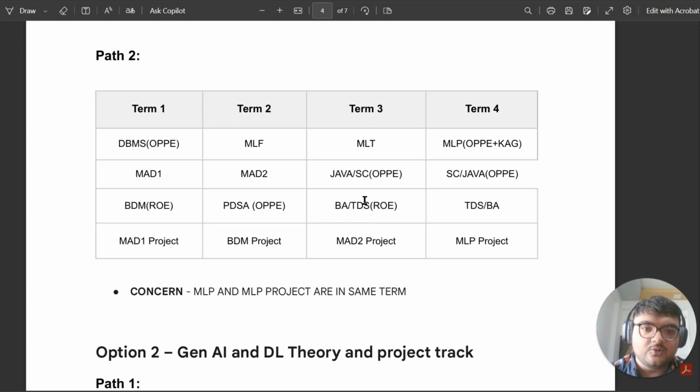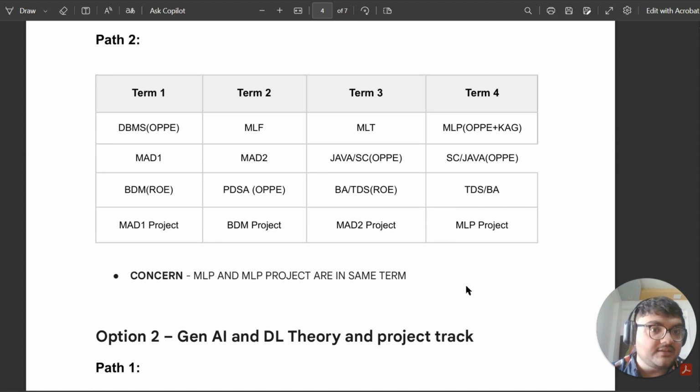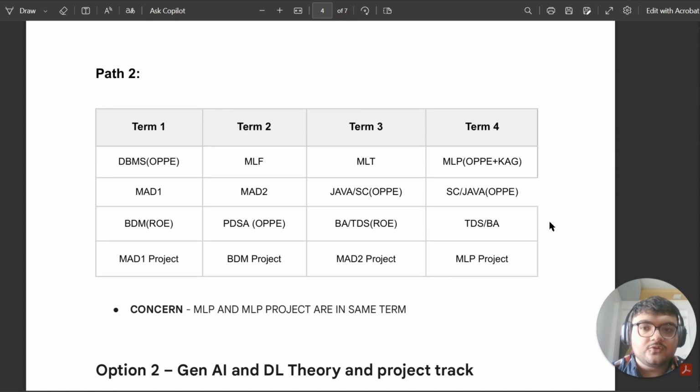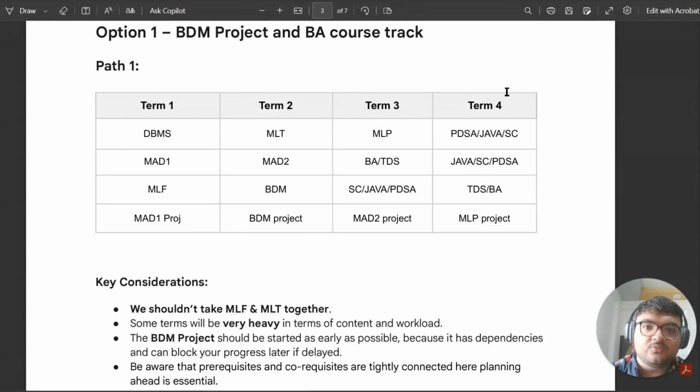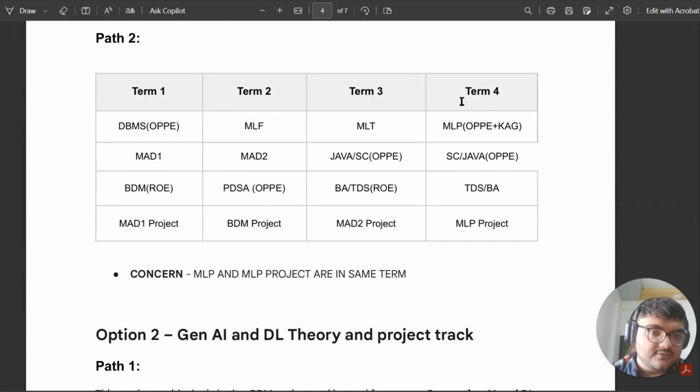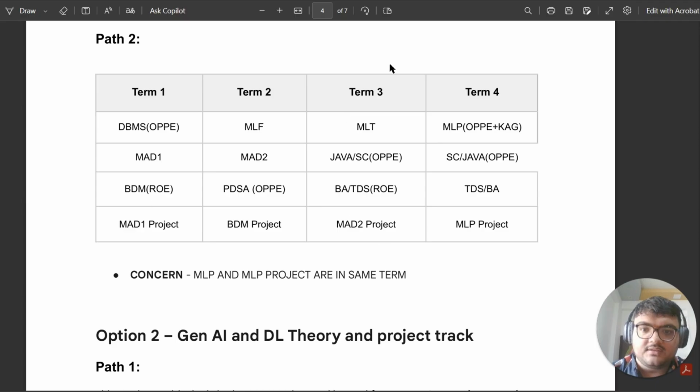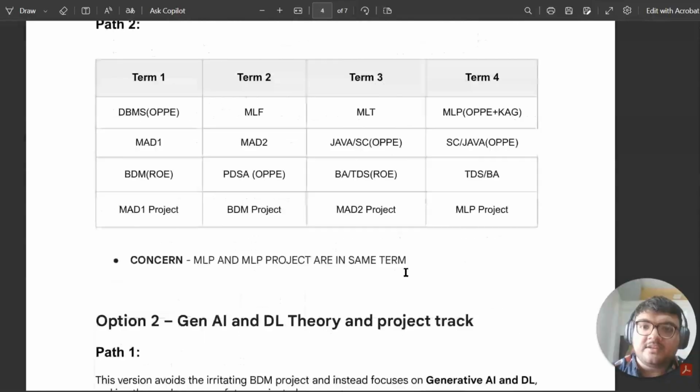But I suggest that you don't take TDS with MAT2 project and MLT in this particular combination, because with MLT, trust me, you would want to concentrate on that subject. So MLT is there, then MAT2 project, system commands will help, right? So don't take TDS. TDS you can take in the last term. But MLP is there, MLP project is there. So preferably this is the combination that you would want to choose. But this is also there, if you want to take this option and it is feasible for you. So this is option one with BA and BDM project.